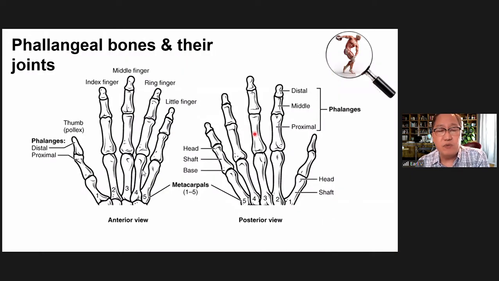Okay, now we go to phalangeal bones and their joints. So the digits are numbered 1 to 5. How many fingers do we have? We have 4 fingers and 1 thumb. But anyway, medically, anatomically, we call these digits numbered 1 to 5. 1 starts from the lateral, from the thumb, and goes to the pointer, middle, ring, and little finger as number 5.